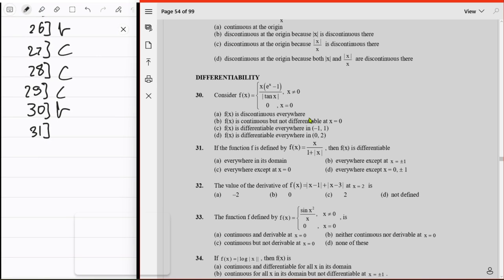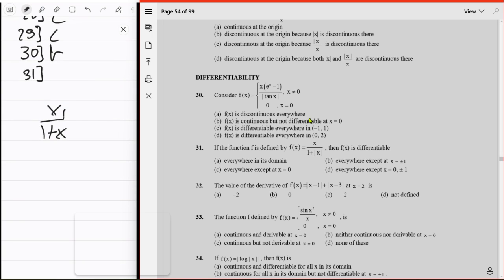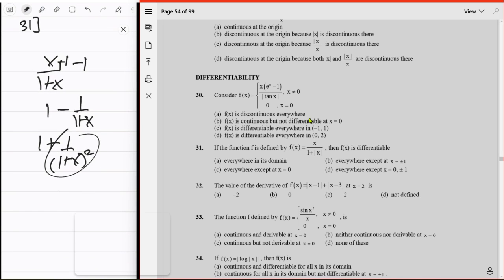Function f is defined by x upon 1 plus mod of x, and f is, what is this? Differentiable, okay. Everywhere in its domain. What is the domain of this thing? All real numbers, of course. So it's differentiable everywhere. When x is bigger than 0, it's just x upon 1 plus x, which can be written with plus 1 minus 1, so it becomes 1 minus 1 upon 1 plus x. So basically the derivative is 1 upon 1 plus x squared. Since x is bigger than 0, this thing is defined and everything. When x tends to 0, this basically becomes what?